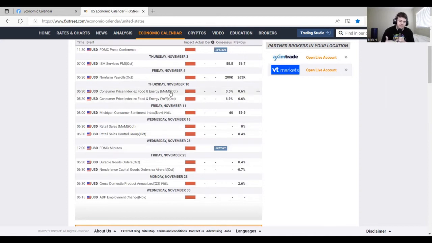So in November, there's going to be tons of key economic data that you can trade around. And that's why you want to learn it, because this is what people trade around. This is what makes the market move. It comes out every few days so that it keeps an active market.